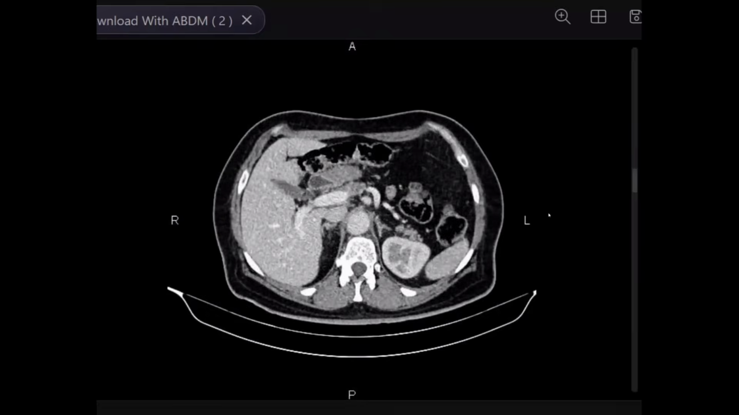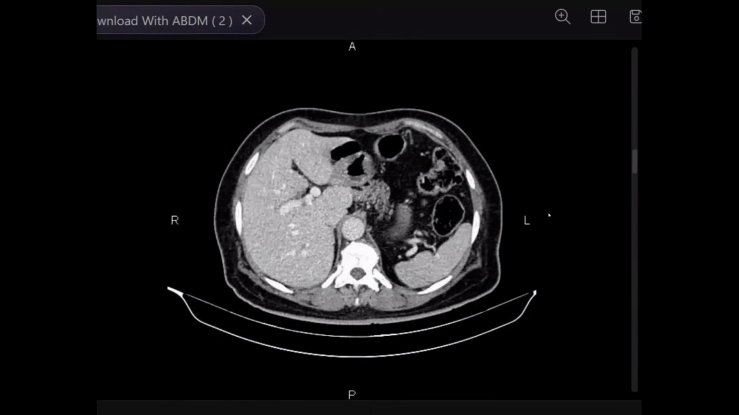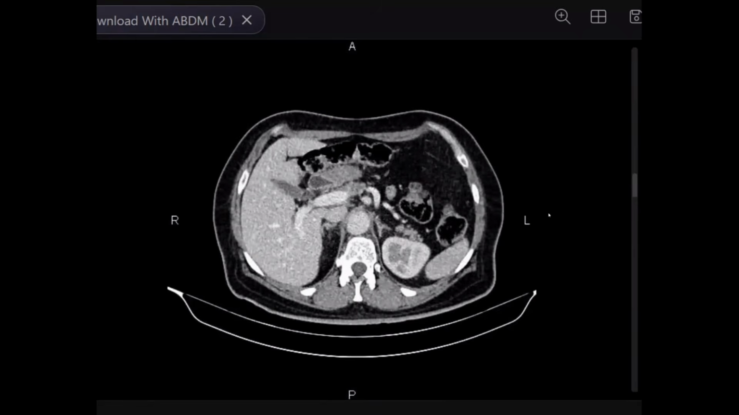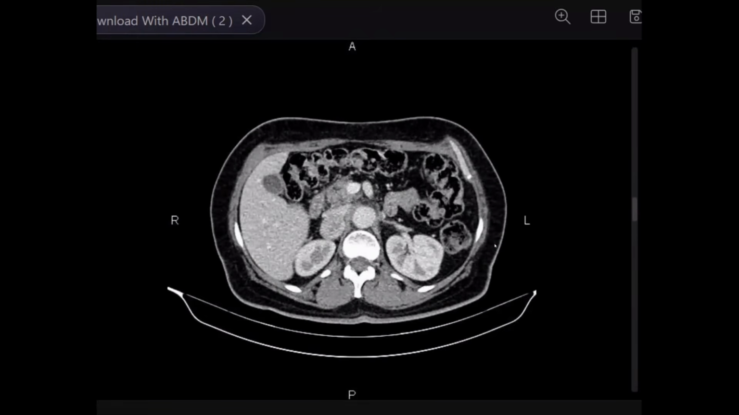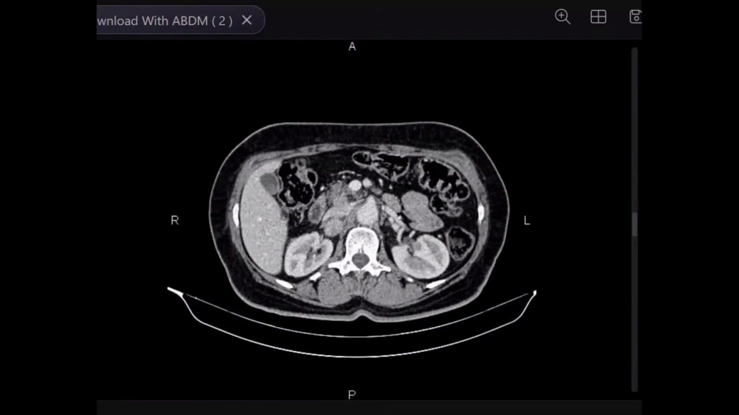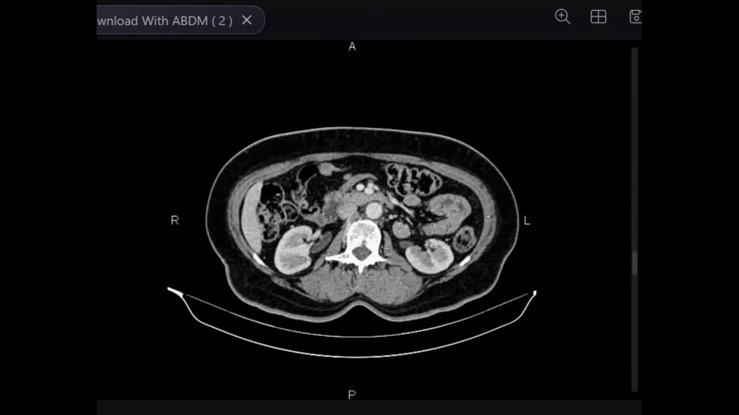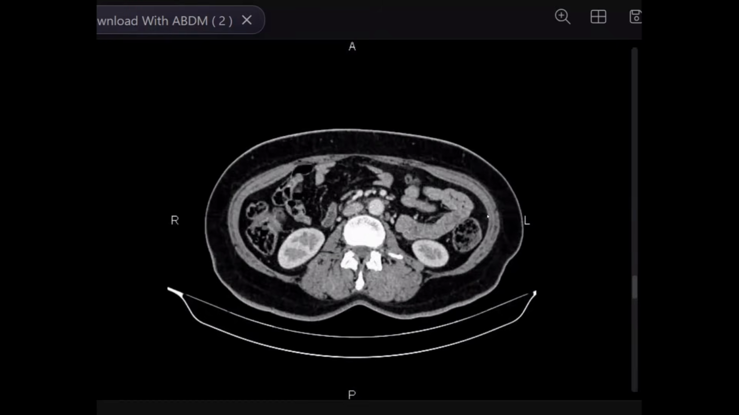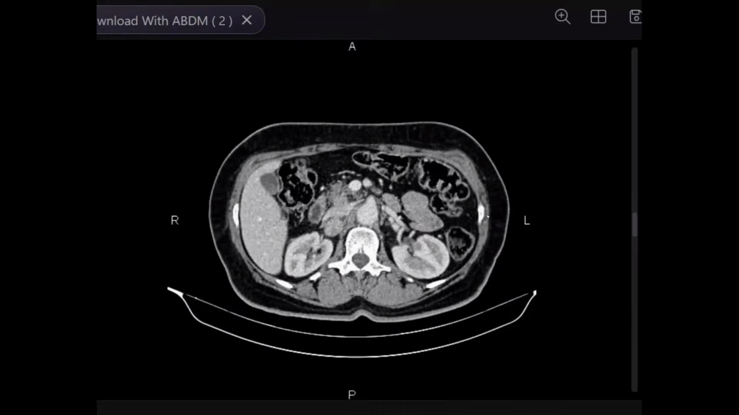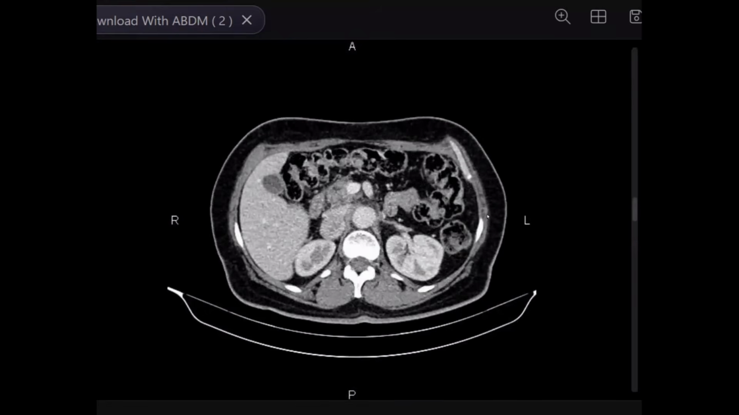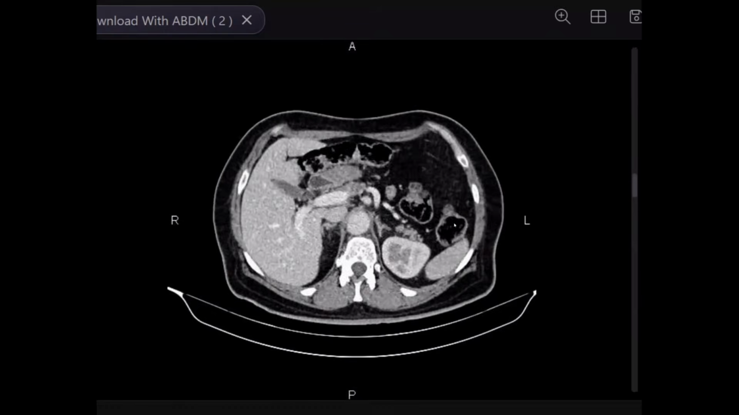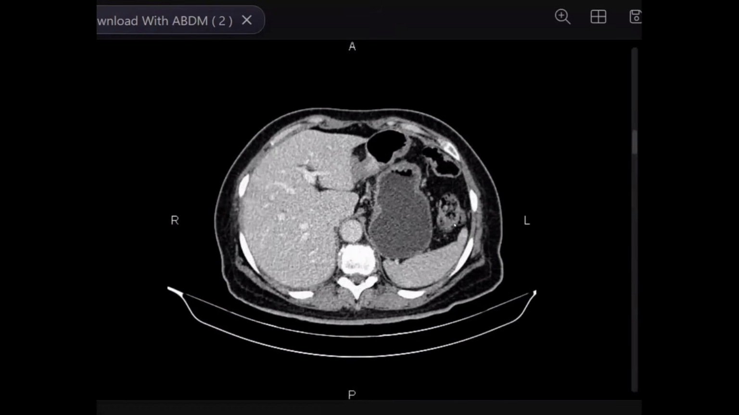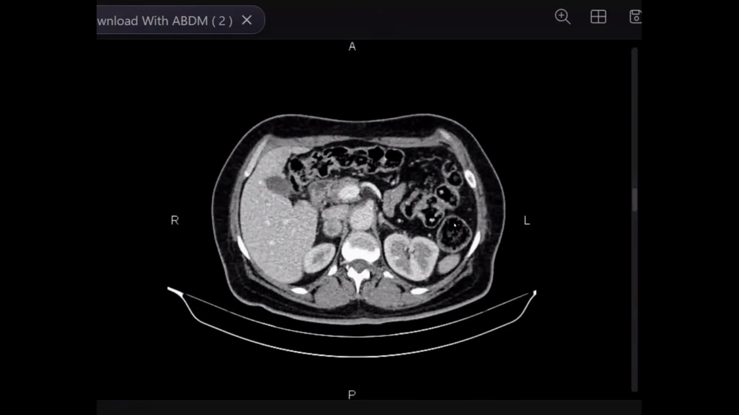My differentials for such a lesion. So what's your differential diagnosis, please? It could be a necrotic lymph node, but I don't think I've seen any other. If this structure is a lymph node, what should you do? I would want to look for a primary lesion. I haven't seen a primary lesion so far.